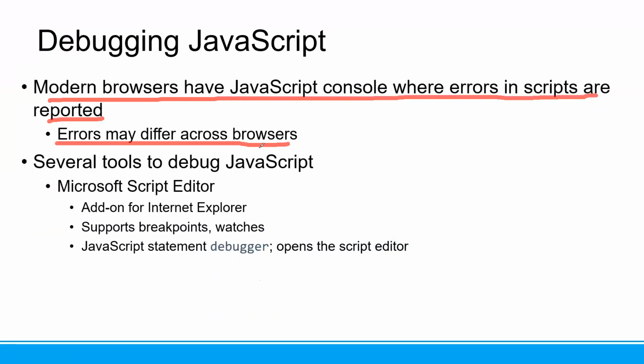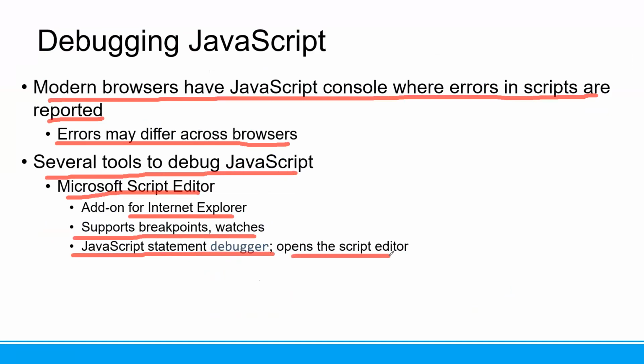Or in other modern browsers, or browsers with some functions like privacy or security functions, they have different kinds of errors. There are several tools to debug JavaScript. You can use the Microsoft Script Editor, an add-on in Internet Explorer or Microsoft Ads. They support breakpoints and watches. And the JavaScript statement debugger is an option for the Microsoft Script Editor, and it opens the script editor.